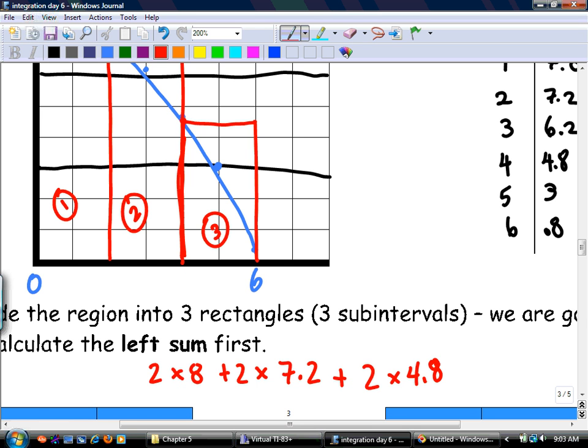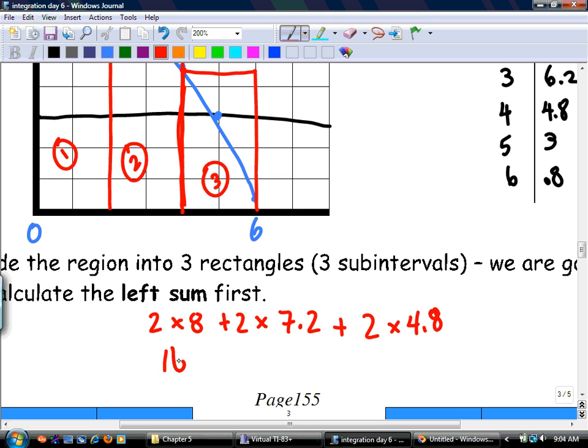Don't use the squares, use your table of values to find the numbers, it's more accurate, right? So you multiply that out, 16 plus 14.4 plus 9.6. Oh, I don't know, 30.4, 31, 40. Hopefully that's right. 10, 20, 30, 40, yeah, I think it's right. Okay, so that's the left sum.